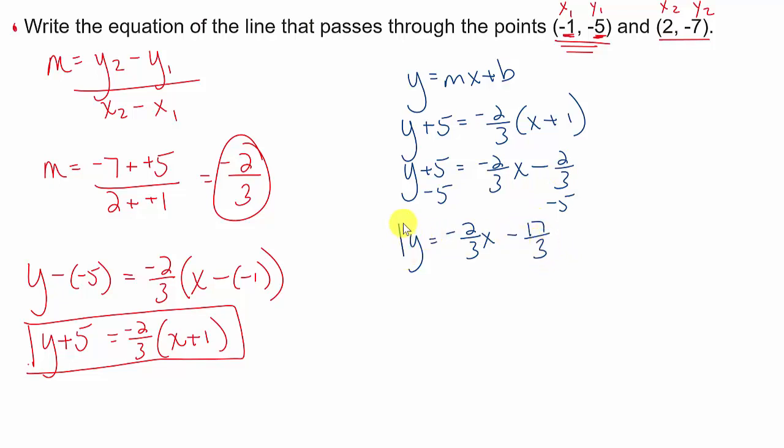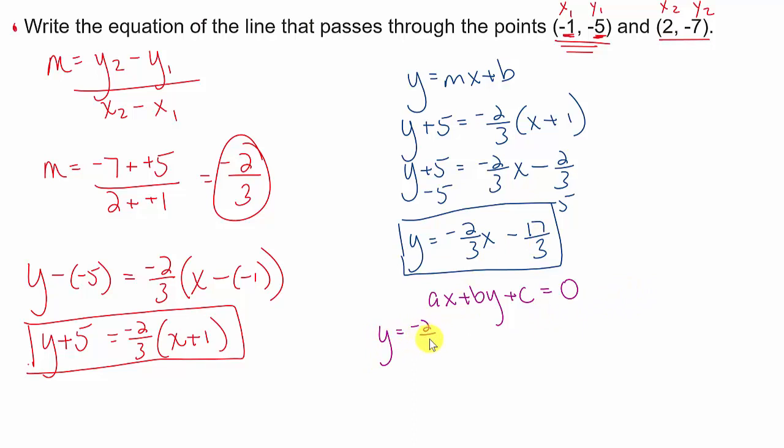Okay? So this is slope-intercept form. Now, if we want to take this form and write it in the form ax plus by plus c equals 0, we do need to move some things, so you can choose to do that first. Let me start here. y equals negative 2/3 x minus 17/3. I'm going to move everything over.